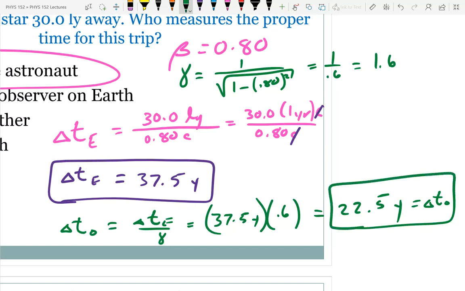So now the person in the spacecraft, the astronaut, sees that it only takes 22 and a half years to get there. The person on Earth says it takes 37 and a half years to get there. That makes sort of sense. There's a difference there of 15 years. That seems a little problematic, doesn't it?